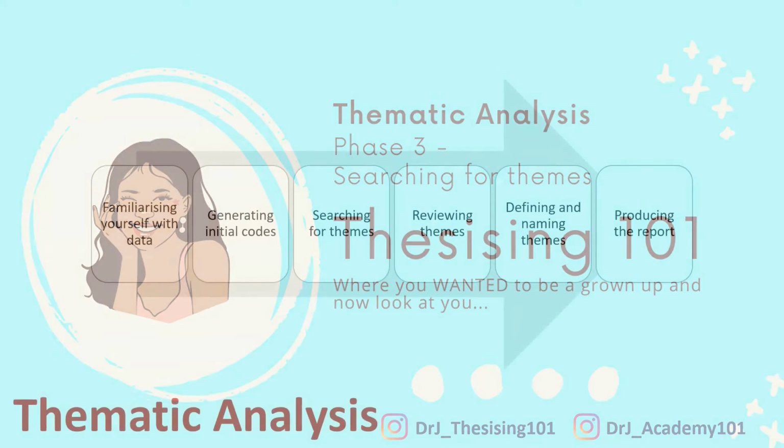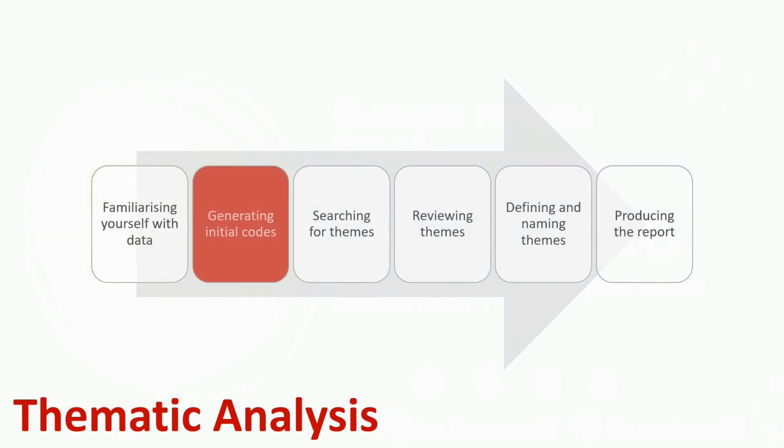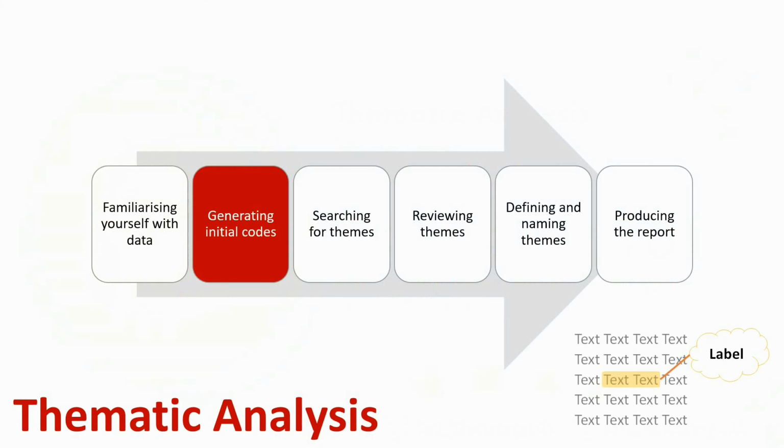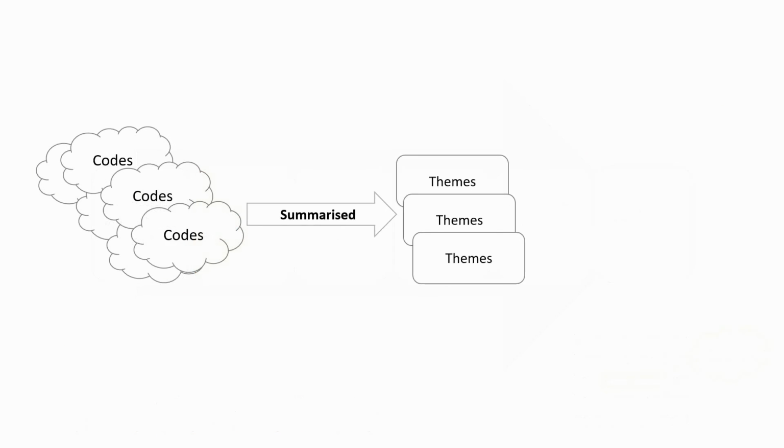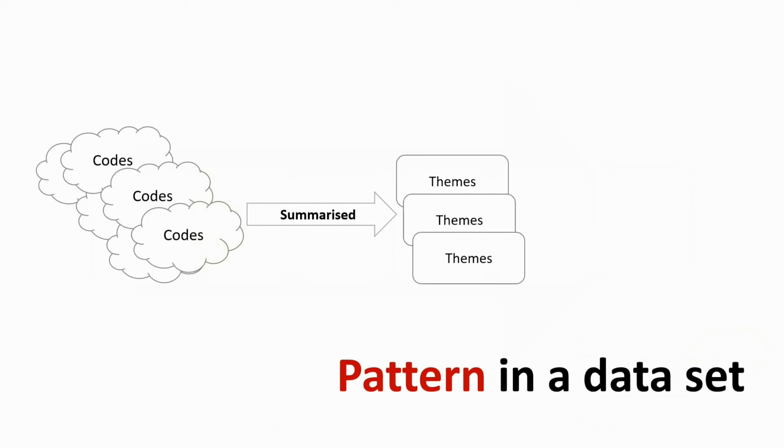In the previous tutorial, we spoke about coding, which is practically just labeling text. And today we're going to be focusing on how to turn those codes into themes. The aim of the game here is to find patterns in a dataset, and on a personal note, this is my second favorite part of thematic analysis. I mean, you actually get to use a couple of brain cells here.